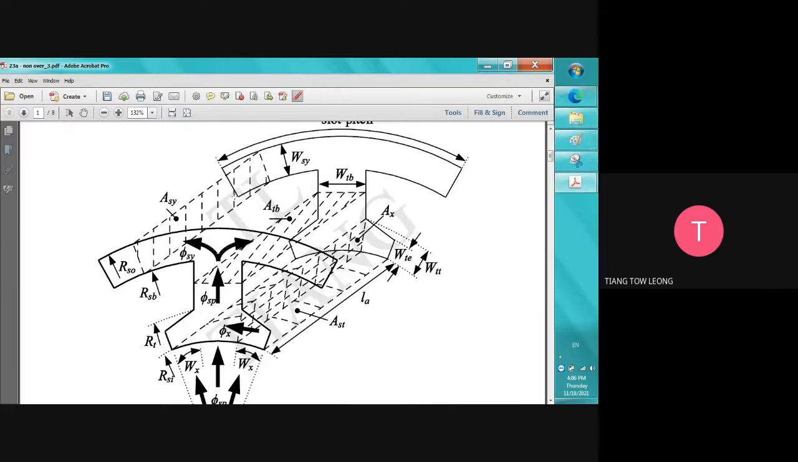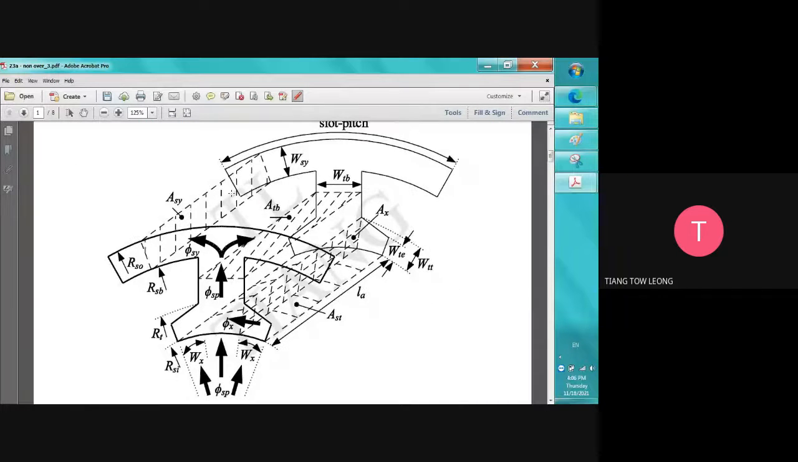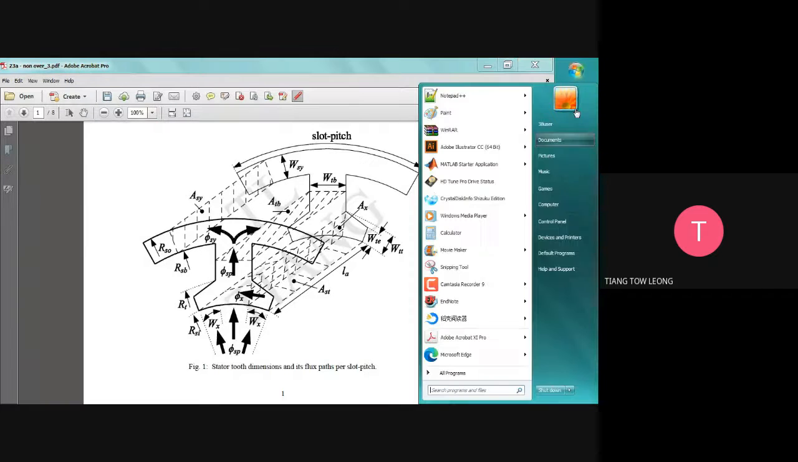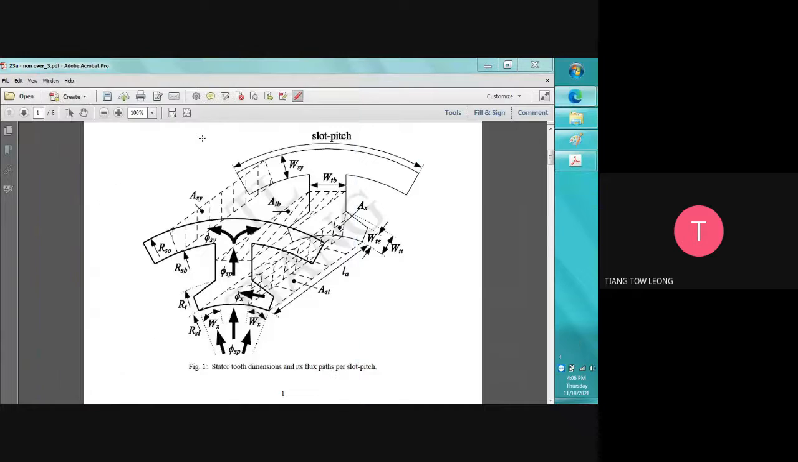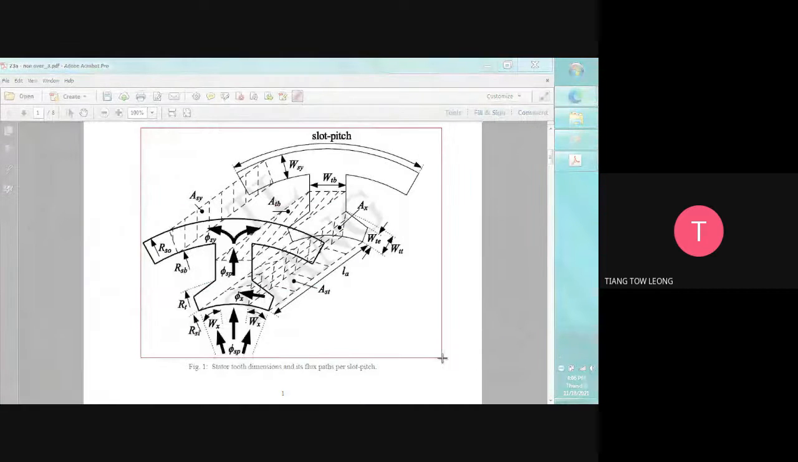Okay. So before we go in deep on finding all the variables, we need to understand, I mean, go through what this is.